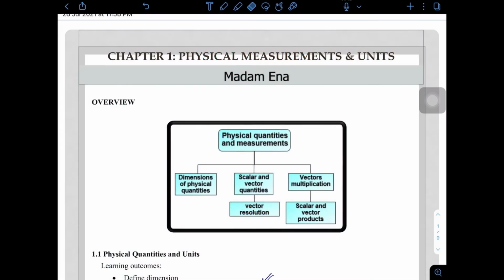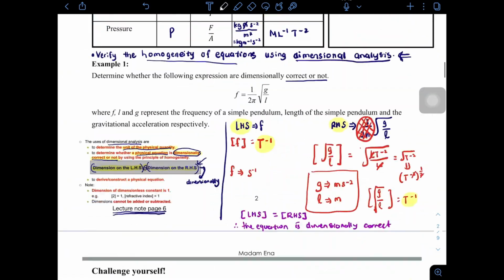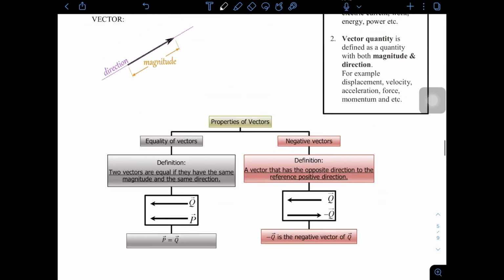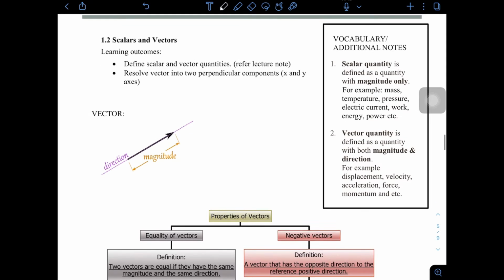Hi everyone, for today's video we will be looking at chapter 1, physical measurements and units, but we will focus on scalar and vector quantities, more on vector resolution. So go to page 5 of your tutorial notes. Here we will be discussing the second learning outcome: resolve a vector into two perpendicular components, x and y axis.